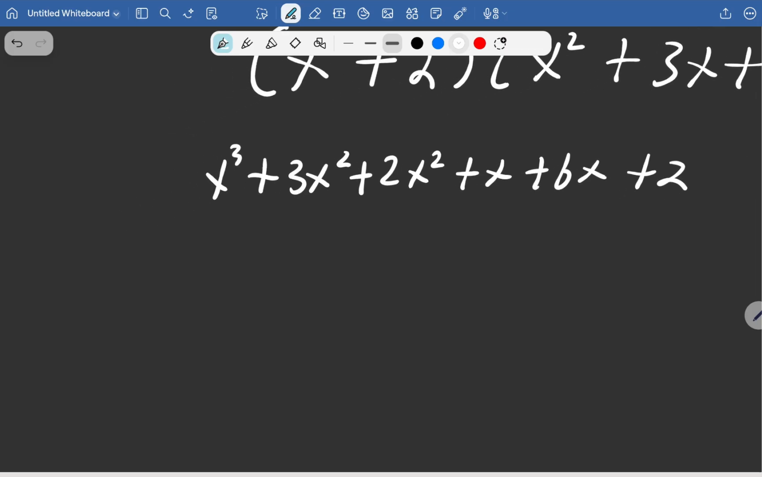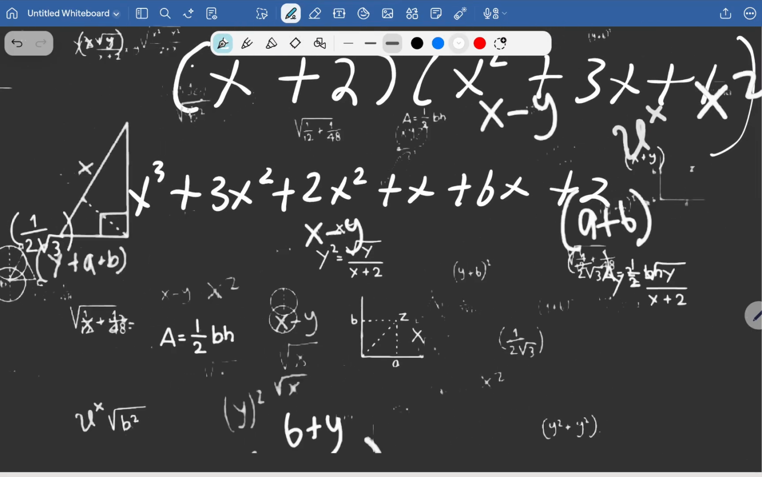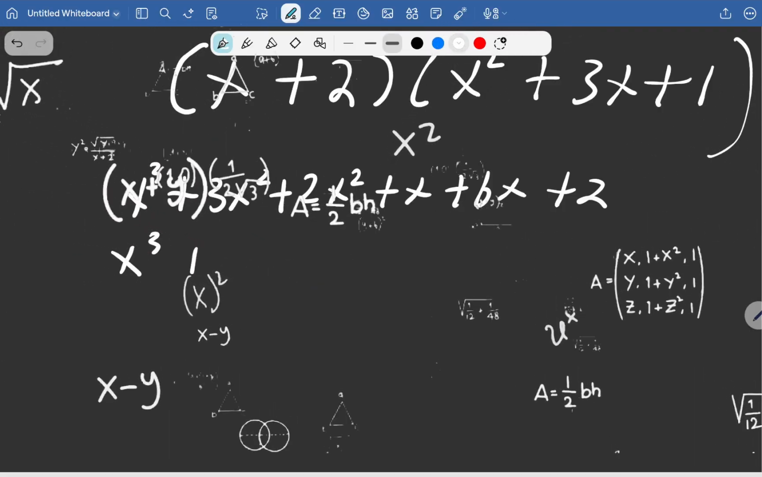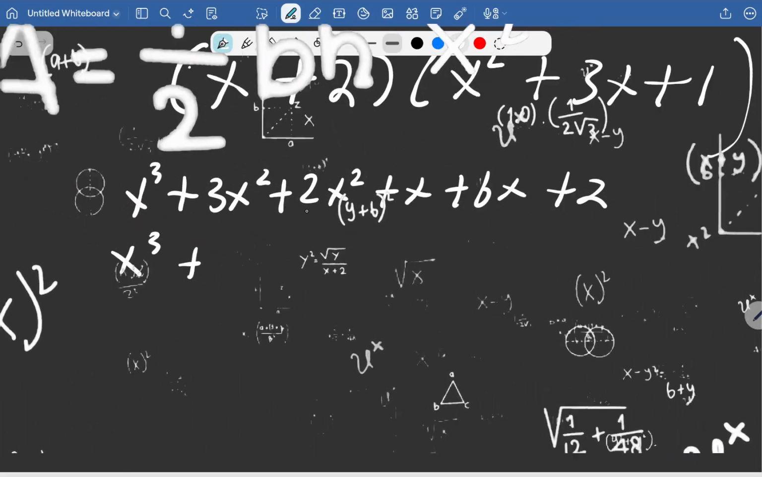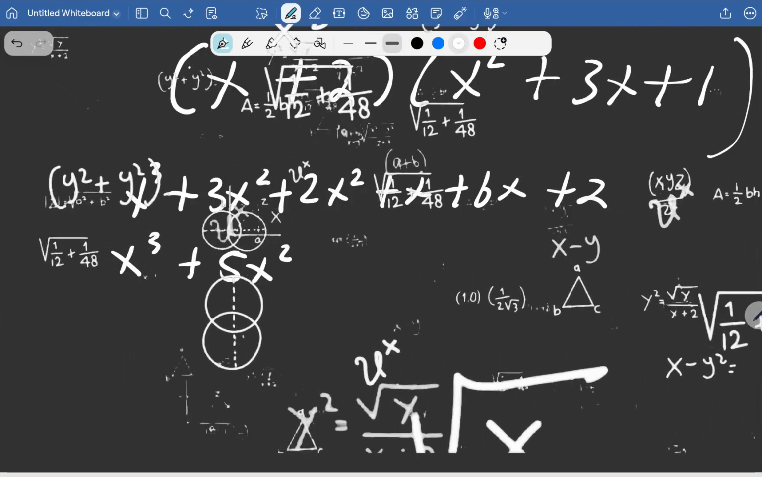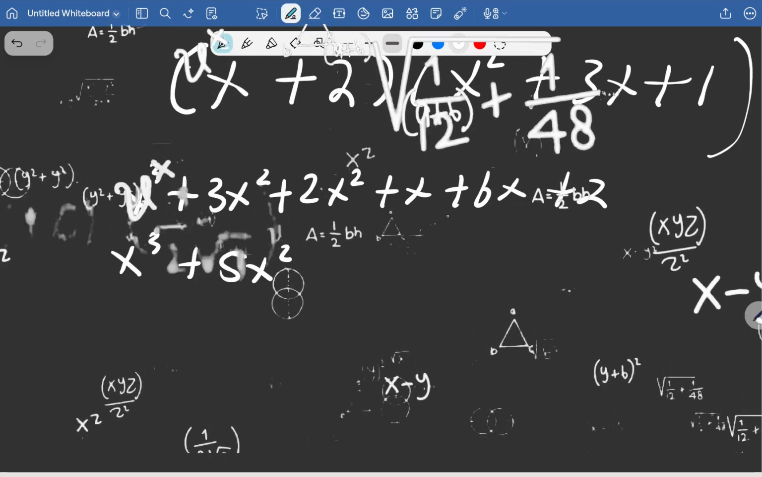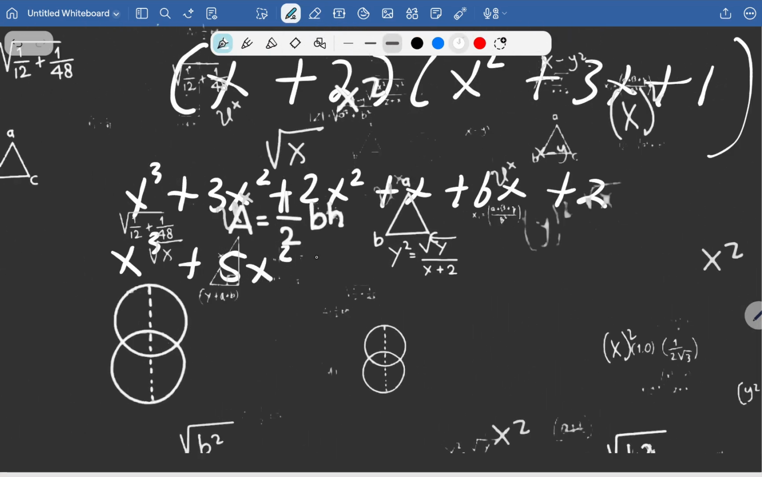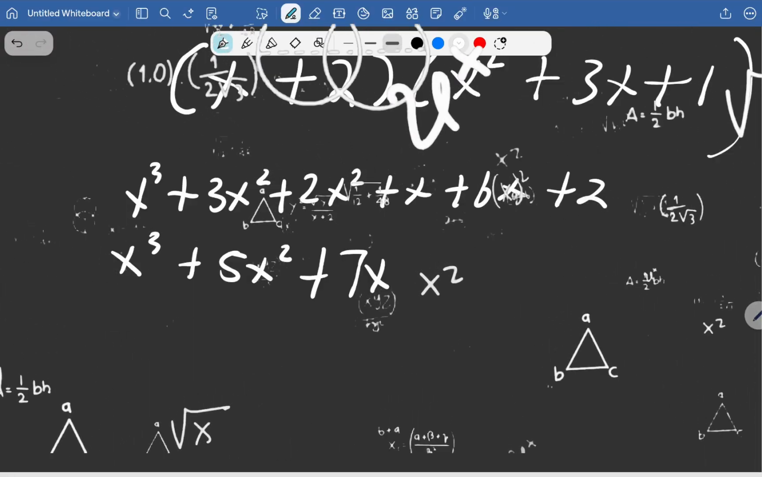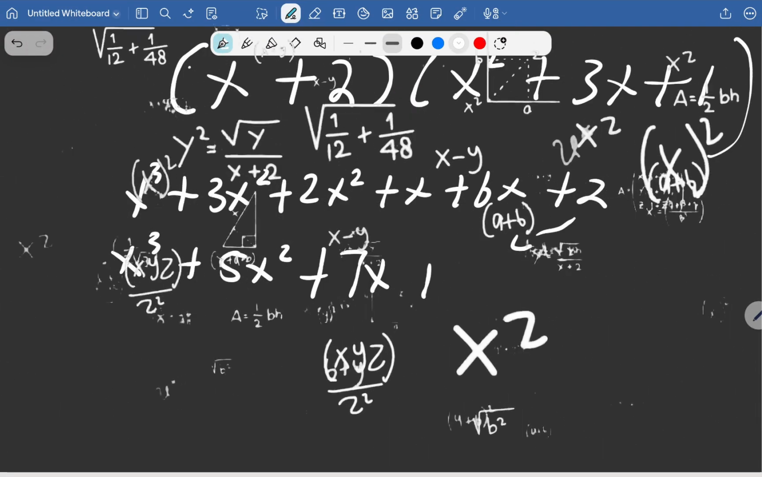This one looks a little bit harder and bigger. So now we're going to combine like terms. We write x cubed, then 3x squared plus 2x squared will give us 5x squared. Then x plus 6x will give us plus 7x. Then we just bring this one down.